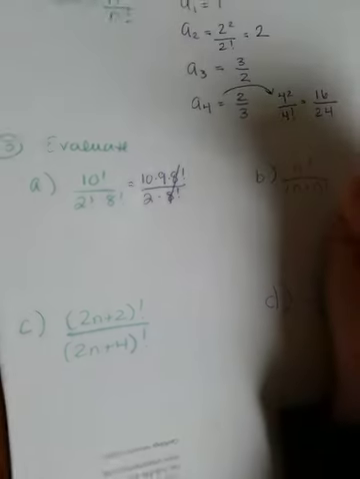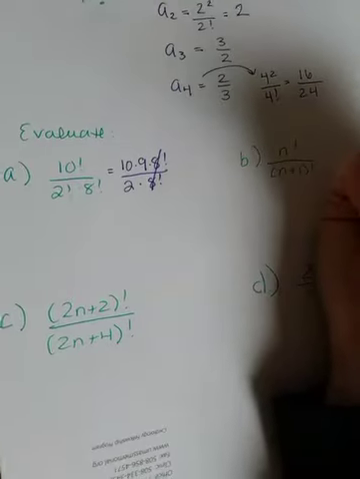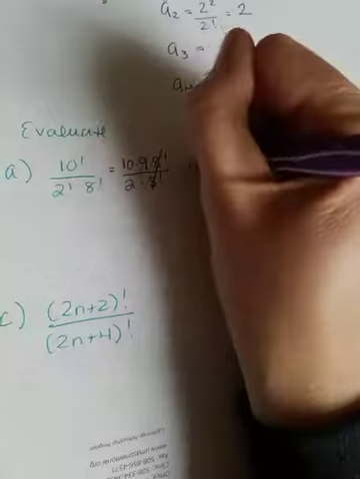Those guys will cancel out. You'll get 90 over 2, which is 45. So do think about this and how you actually do it. All right, so with n's.